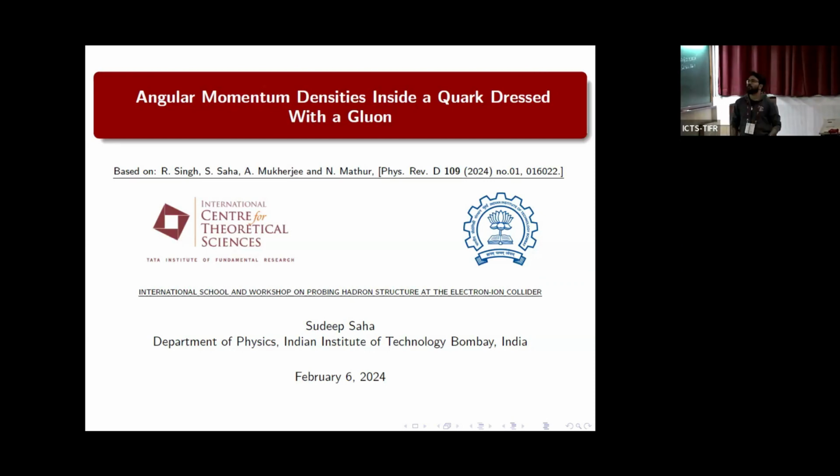So today I will talk about our recent work on angular momentum densities inside a quark dressed with a gluon. This work is done in collaboration with Ravi Singh, myself, Professor Asmita Mukherjee, and Professor Nilmani Mathur.